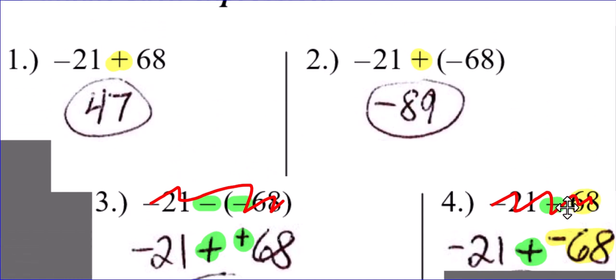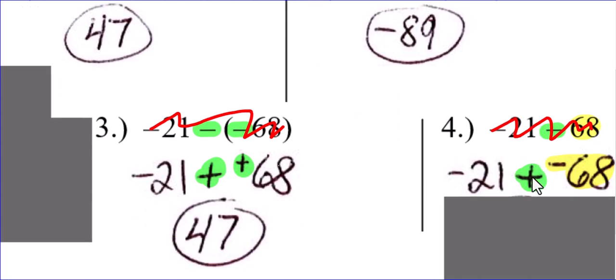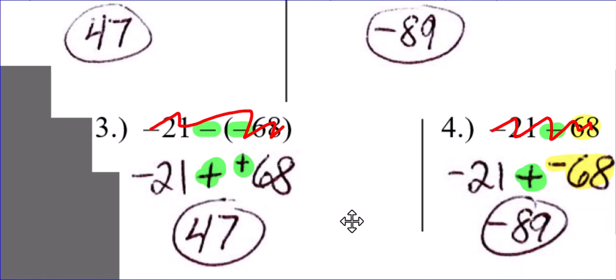Number 4 ends up just like number 2. Kind of like number 3 ended up like number 1. Now, you should not expect that type of thing to happen on this entire worksheet. I was just being a little creative here. But yeah, number 4 ends up being like number 2. So negative plus negative, add in your head. Answer stays negative, and we get negative 89.